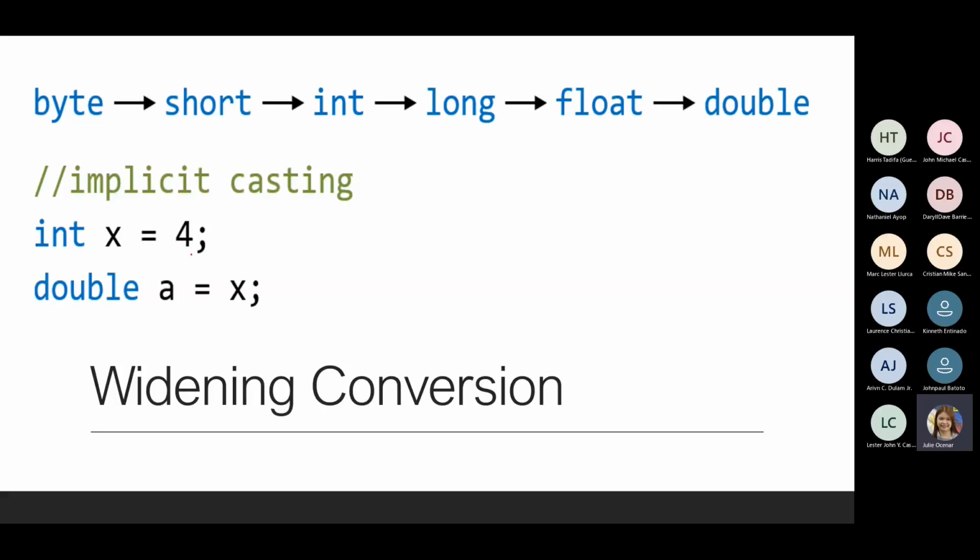And then we have here, int x equals 4, double A equals x. That is an example of widening. Okay? From a lower data type to a higher data type. A higher capacity data type.